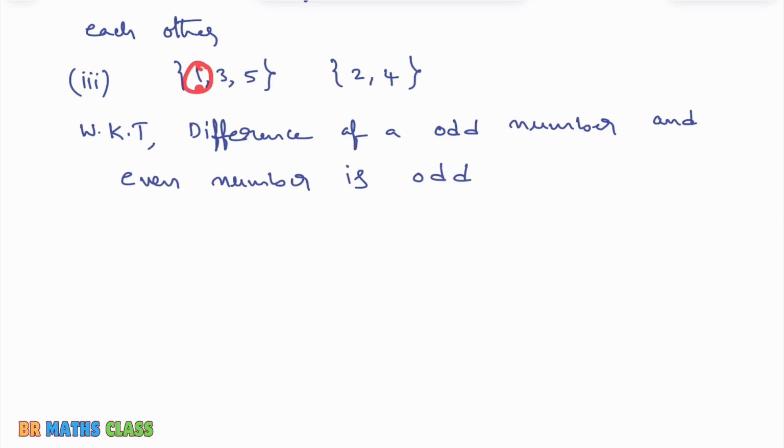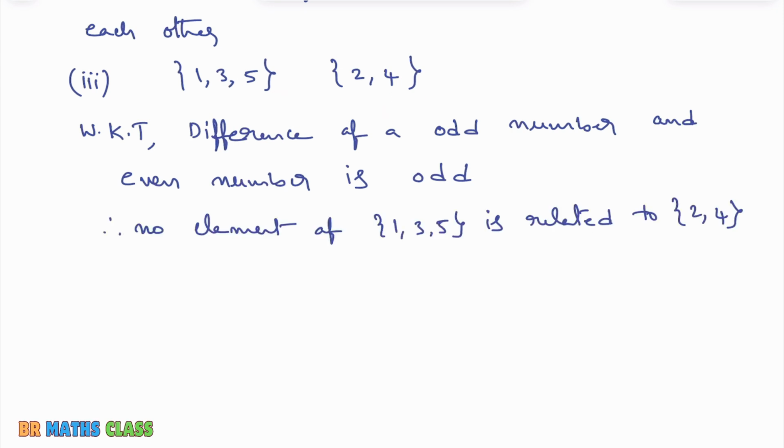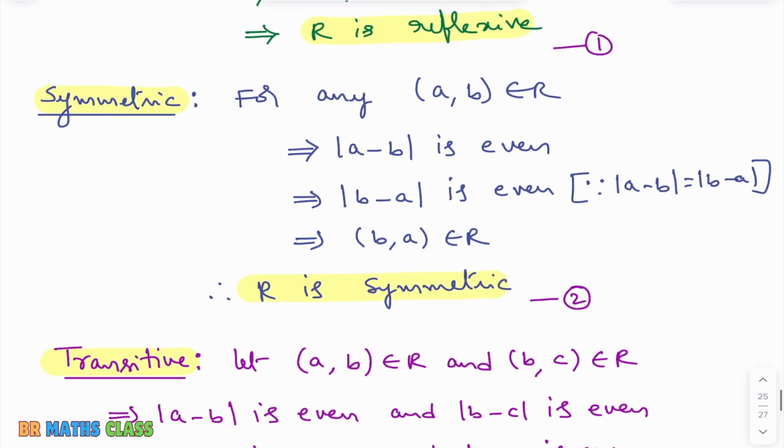Each element of this set is related to the elements of the other set when it satisfies the condition modulus of A minus B is even. But when A is taken from this set and B is taken from the other set, modulus of A minus B is always odd. So we write that no element of this set is related to the other. I hope you understand this solution.